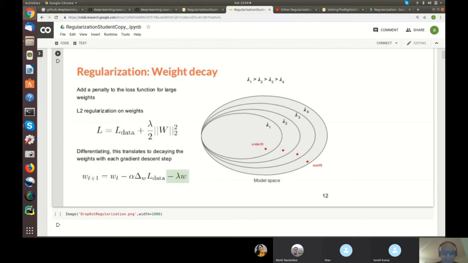So if lambda is a small term, then you're essentially multiplying the W's by a term less than 1. And that's what they call weight decay. So you're pushing the weights to go lower at every iteration.